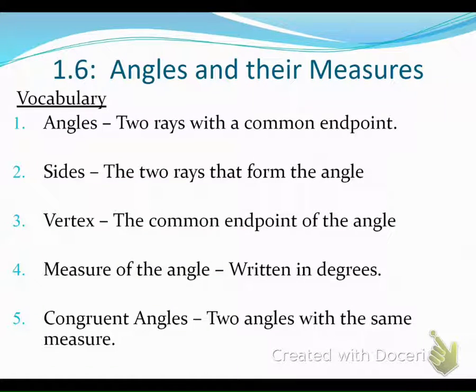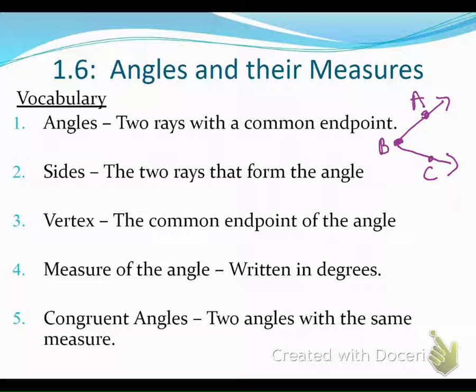Angles. Two rays with a common endpoint. An example of an angle would be, we have a common endpoint. I'm going to name this angle ABC. Okay? So that's an example of an angle. The sides are two rays. So if I was going to name the sides of this angle, how would I name it? So what are the sides? We know they're going to be two rays. Taylor?